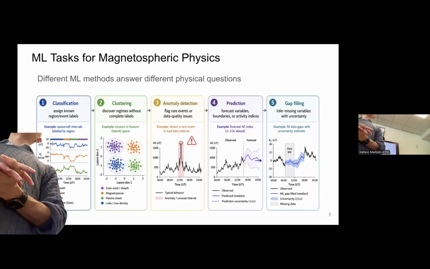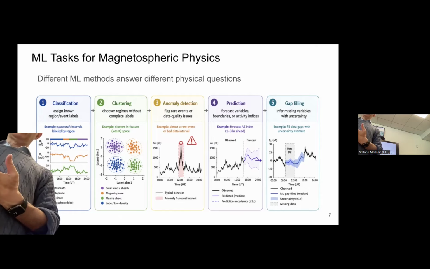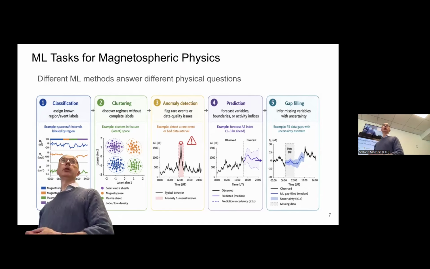For instance, you can use imaging to predict what is going to be the DST, the disturbed storm index. So this is also a quite popular application of machine learning prediction.